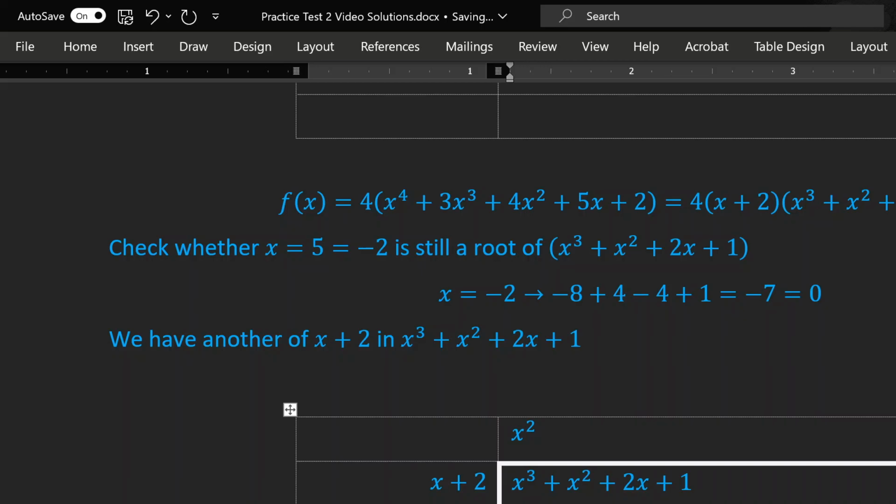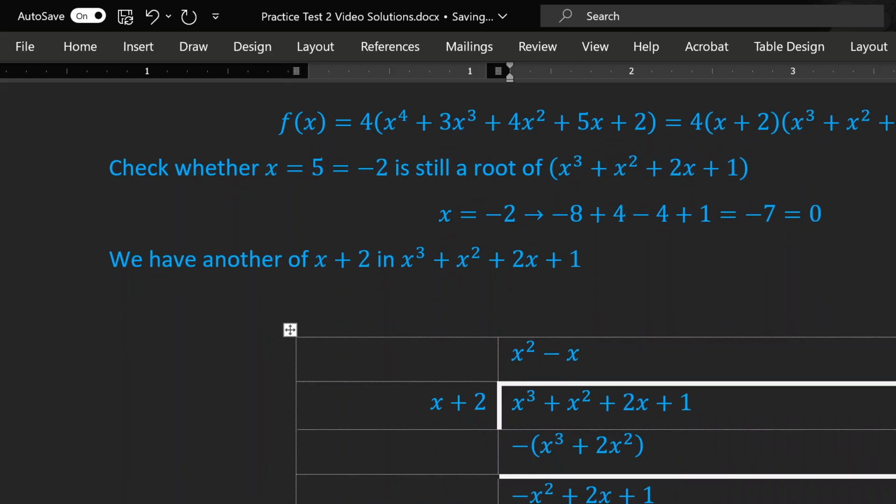Right, and we are subtracting, and what do we get? We're getting -x squared, and then we're bringing down the extra terms, which are 2x and 1. Now, what do I multiply x plus 2 by to get -x squared here? That's going to be -x. So I multiply that down here and subtract whatever I get. That's going to be -x squared minus 2x. Then -x squared and x squared cancel, 2x plus another 2x is 4x plus 1.